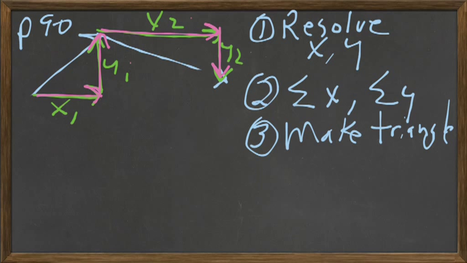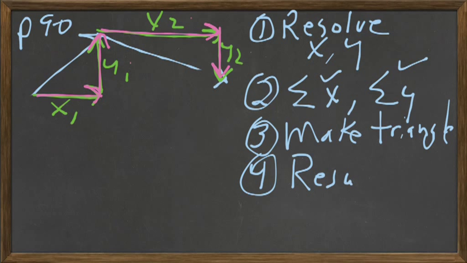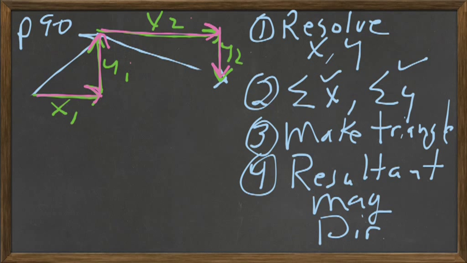If we found out that our y was actually a negative value, yes, I'd have sum of the x positive and sum of the y negative. Whatever your actual values are for here and here, use those to make the appropriate right triangle. And then once you've done that, get your resultant. Please do not forget you need magnitude and direction. And with that direction, go ahead and be as specific as possible.